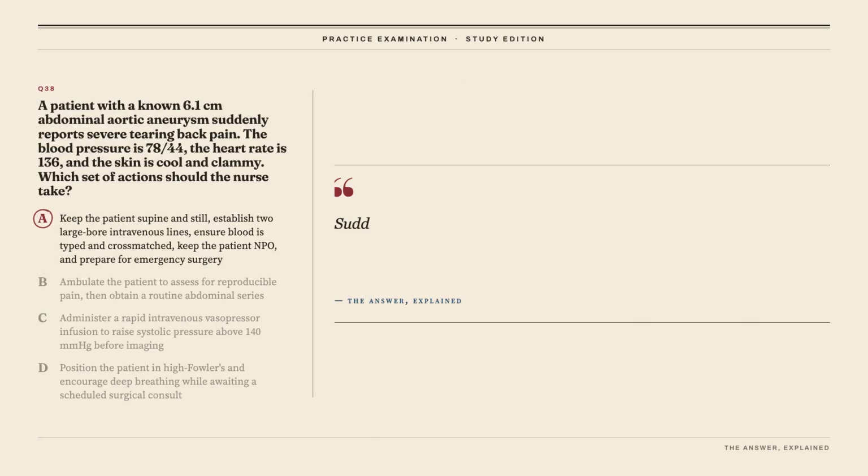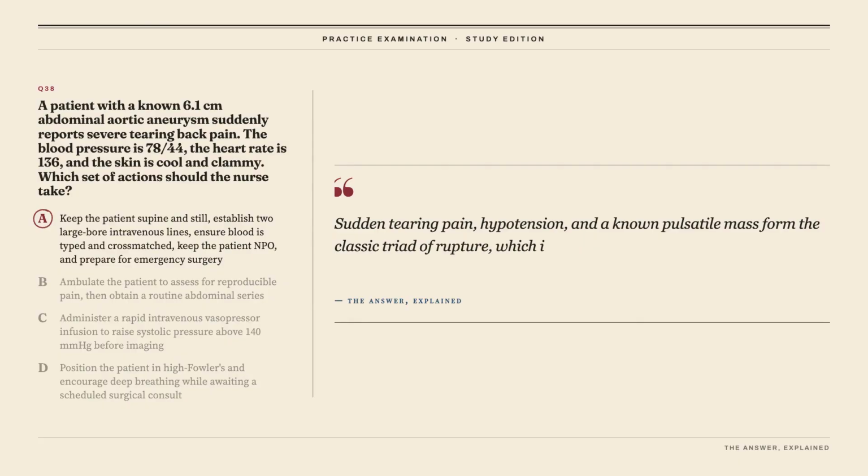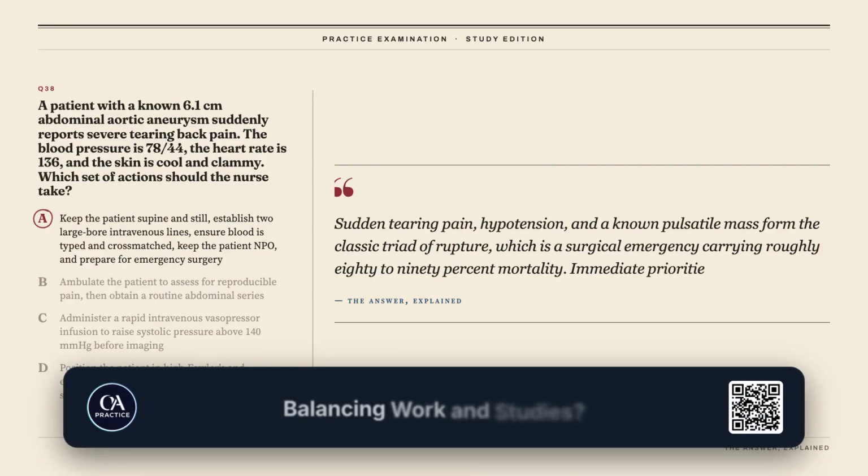A is correct because sudden tearing pain, hypotension, and a known pulsatile mass form the classic triad of rupture, which is a surgical emergency carrying roughly 80 to 90% mortality. Immediate priorities are minimizing movement, obtaining large bore access for massive resuscitation, securing cross-matched blood, maintaining NPO status, and mobilizing the surgical team. Every minute of delay costs blood volume.